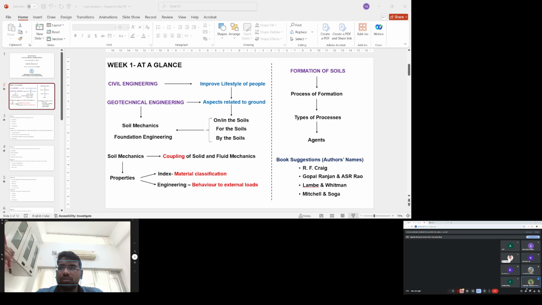First of all, as you all know, civil engineering essentially evolved to satisfy the primary concern of the people, that is to improve the lifestyle of the people. In most of the infrastructure developed in the realm of civil engineering, the most important aspect we consider is the foundations, or the space where this infrastructure stands. That is what essentially geotechnical engineering means.